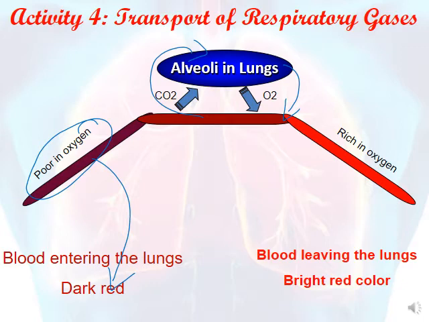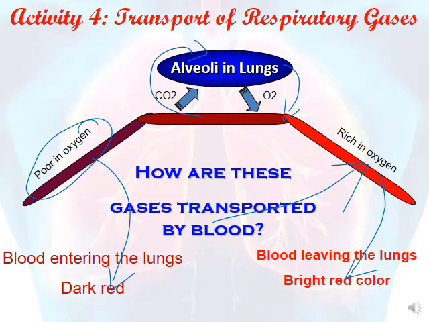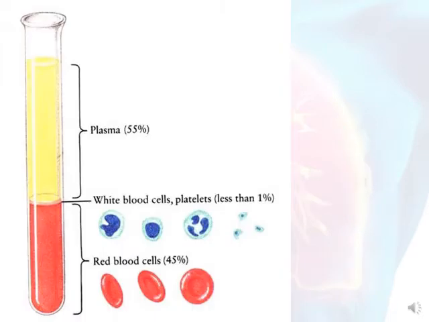So as such, the blood is going to be rich in oxygen. The color of the blood is going to change into bright red. This describes all the process that occurs here. How are these gases transported by the blood? We're going to identify this in the second point of the respiration.